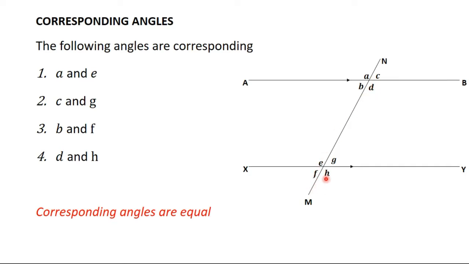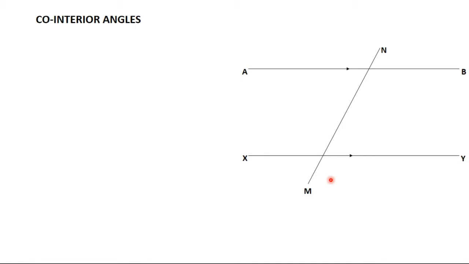In the previous slide, we considered alternating angles. Now we can see that B and G are alternating angles, D and E are alternating angles. We've moved on from there. We are now considering corresponding angles. So here, A and E are corresponding, C and G are corresponding, B and F are corresponding, D and H are also corresponding. And what do you know about corresponding angles? Corresponding angles are equal. Another type of angle that we form is what we call the co-interior angles.